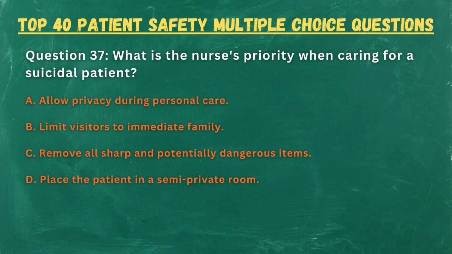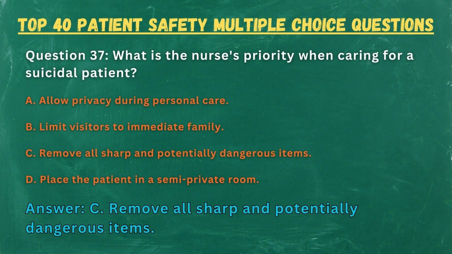Question 37. What is the nurse's priority when caring for a suicidal patient? A. Allow privacy during personal care. B. Limit visitors to immediate family. C. Remove all sharp and potentially dangerous items. D. Place the patient in a semi-private room. Answer. C. Remove all sharp and potentially dangerous items.